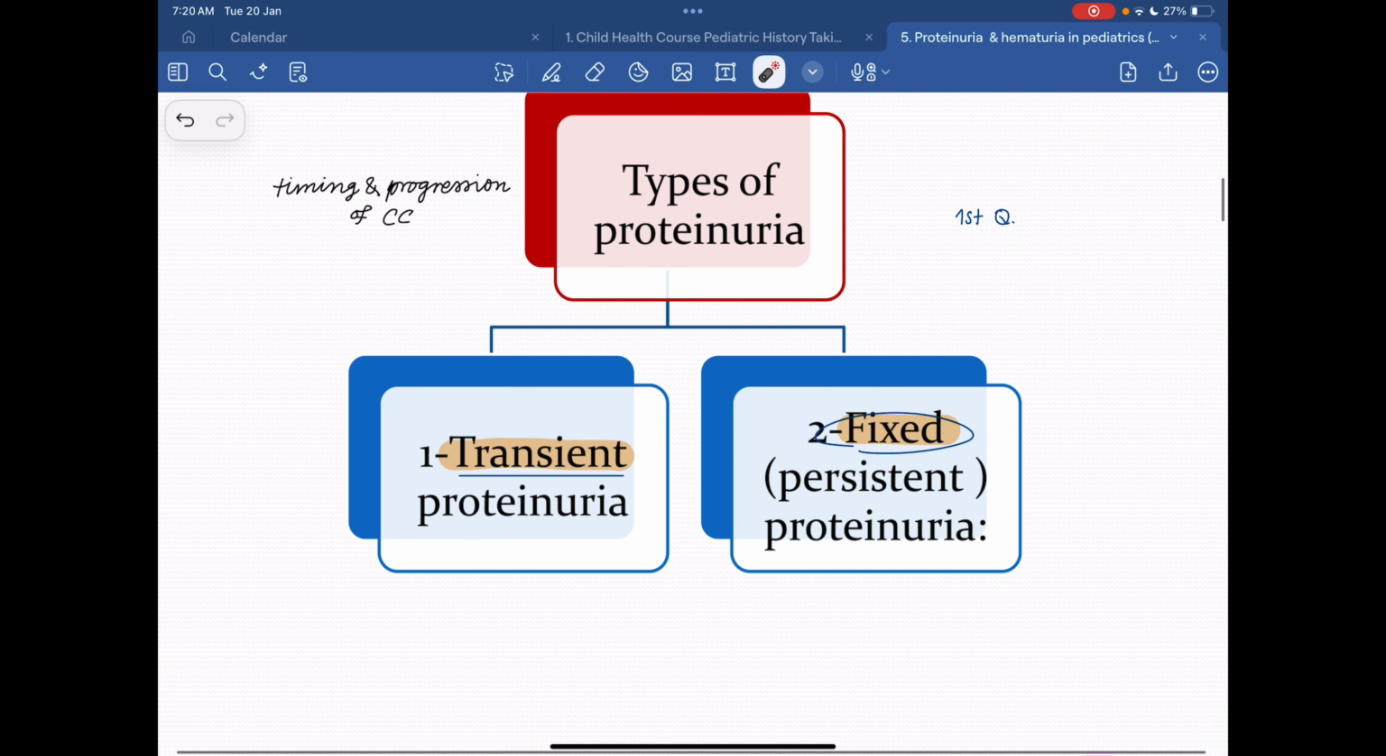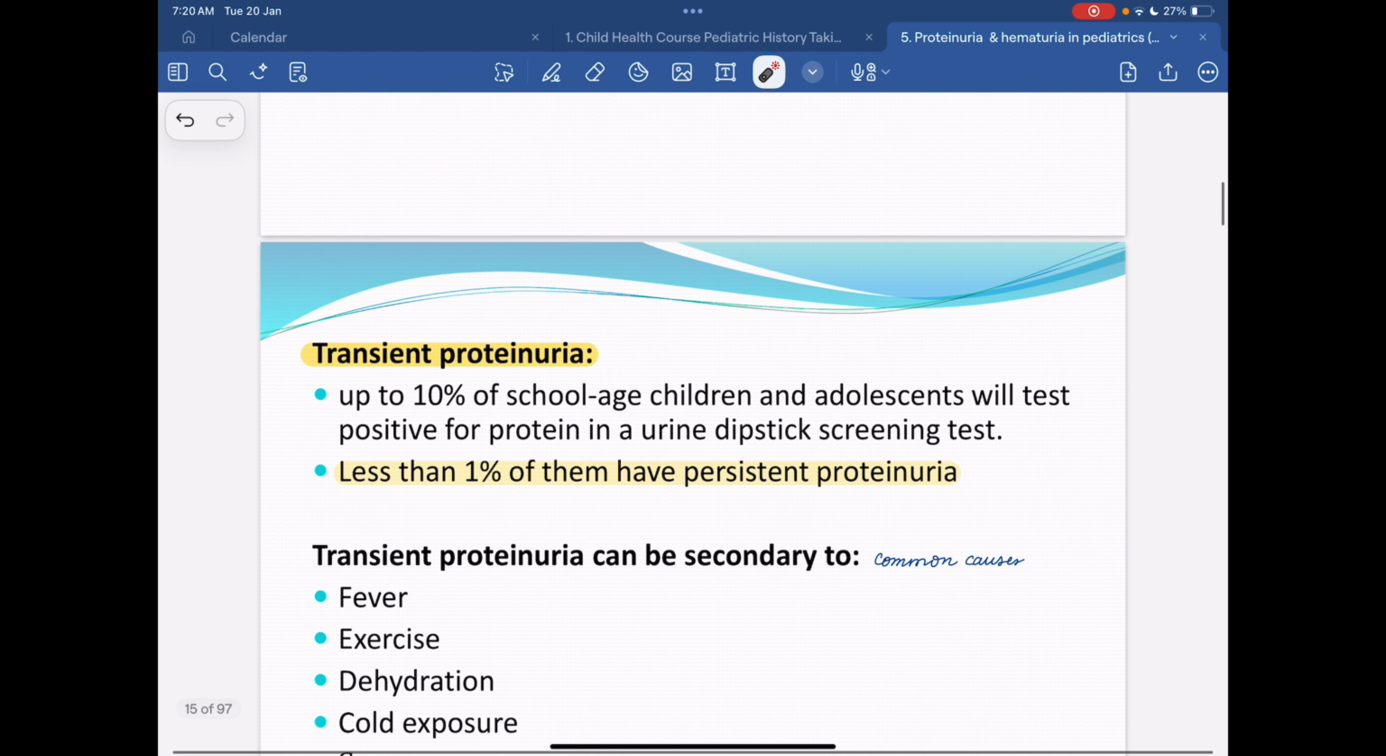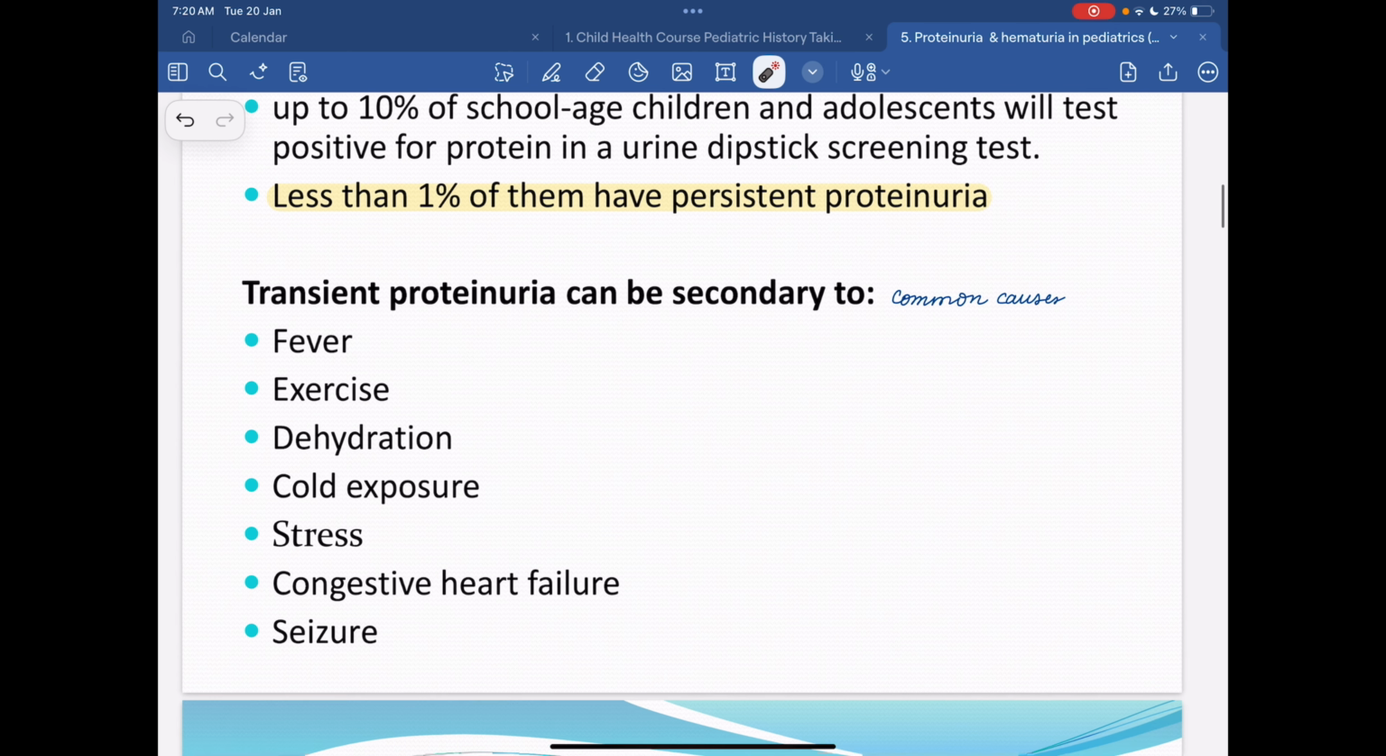Transient proteinuria هذا يقدر يجي لأي أحد لأنه يجي from physiological stressors. So up to 10% of school-aged children and adolescents will test positive for protein in urine dipstick screening test. But less than 1% of them will have persistent proteinuria. يعني أغلبهم 9% بيكونون transient. كيف يجي transient? Common causes.